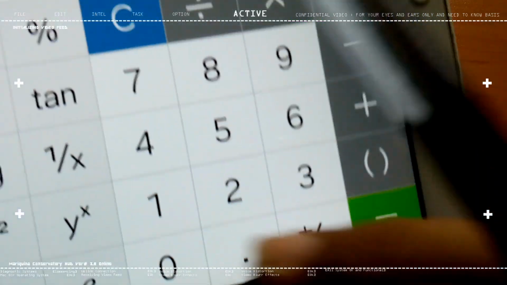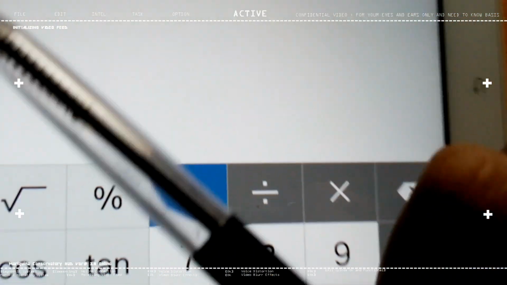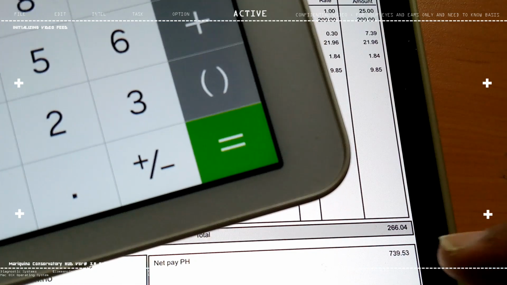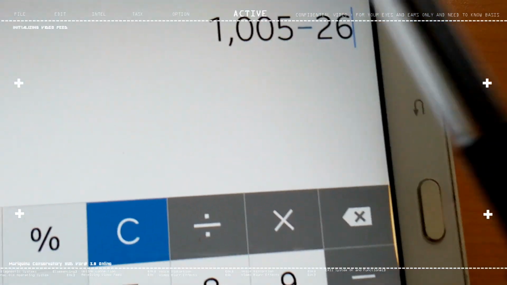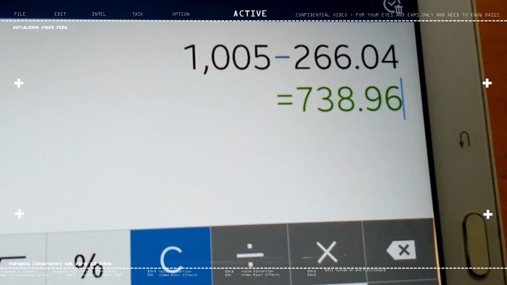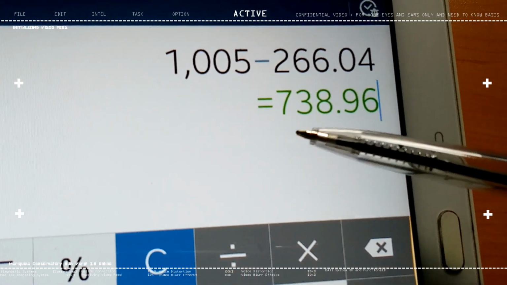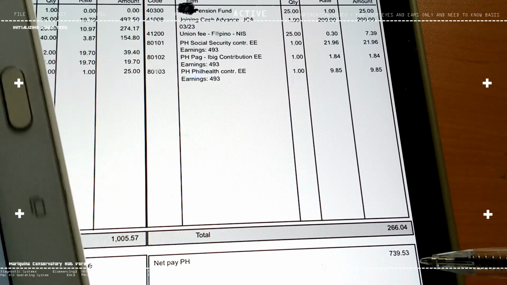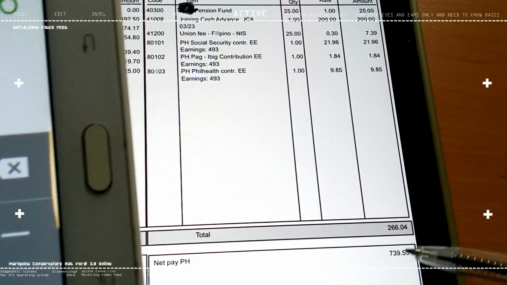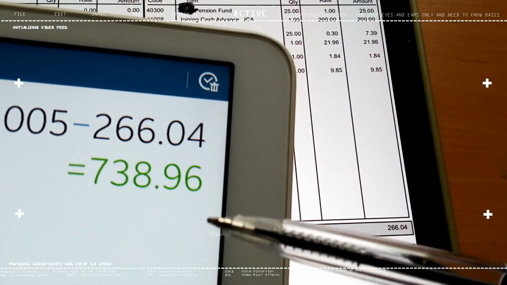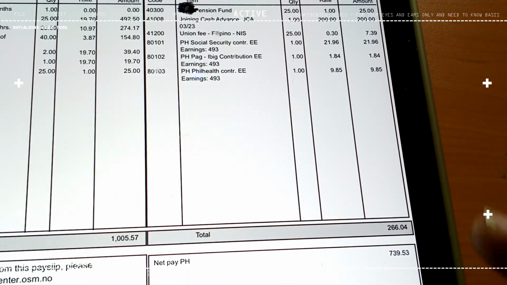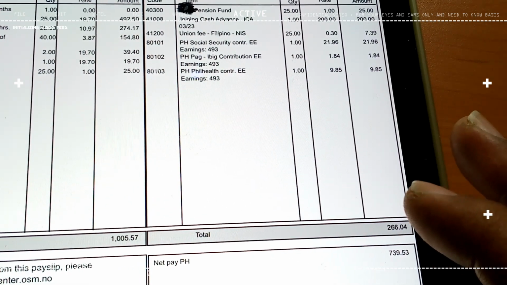So my earnings here will be deducted from this one. $1,005 minus $266.04. So all in all, I'm just going to have a salary of only $738.96. I think I made a mistake on some parts because of 0.57, but that's no big deal. So that is the total net pay for a month that will be forwarded to my bank account.